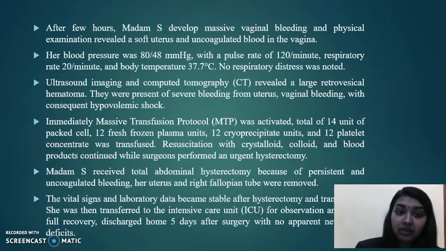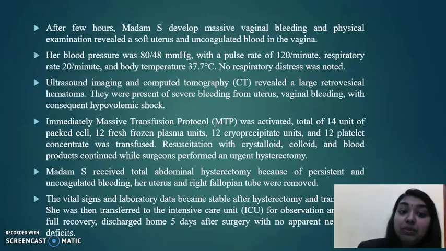The newborn was a female weighing 3.1 kg and was transferred to the ICU, and Madam S was transferred to the maternity ward. A few hours after her delivery, Madam S developed massive vaginal bleeding, and a physical examination revealed a soft uterus and coagulated blood in her vagina. Her blood pressure dropped to 80/48 with a pulse rate of 120 per minute and a respiratory rate of 20 per minute. Her body temperature was 37.7 degrees with no respiratory distress.